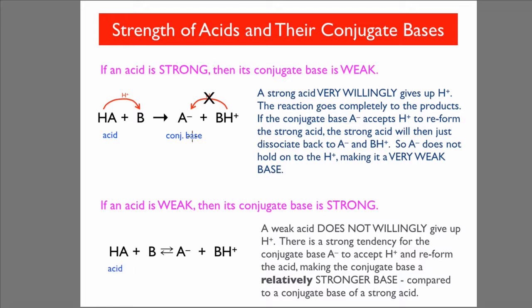Down here, we've got a very weak acid, and it doesn't willingly give up its H plus. There's a strong tendency for the conjugate base A minus to accept this H plus back, to reform the acid, making the conjugate base a relatively stronger base, compared to the conjugate base of a strong acid.